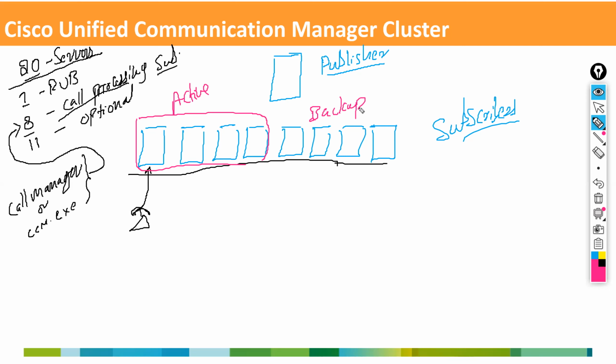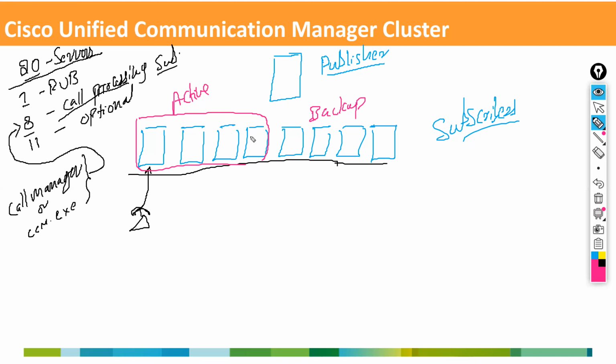Now out of 8, which one can you make an active server? No condition. You can take any server as active. Call Manager service is what makes the subscriber a call processing subscriber. Out of the 8 call processing subscribers, to make one active, you can take any server. Here as an example I just wrote the first 4, but no condition, you can take any server and make it active.